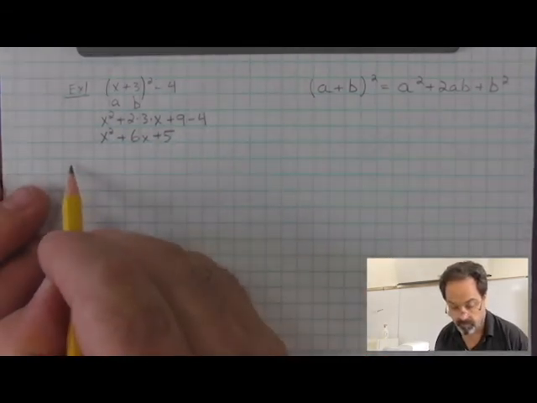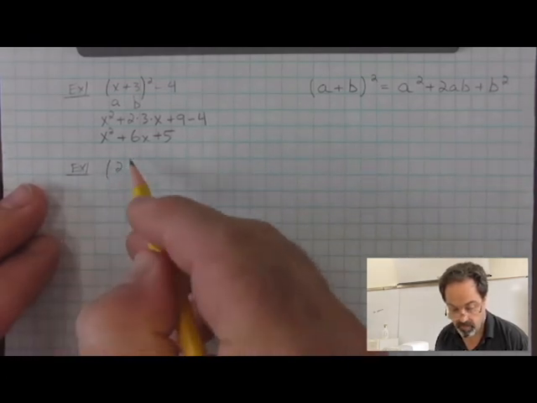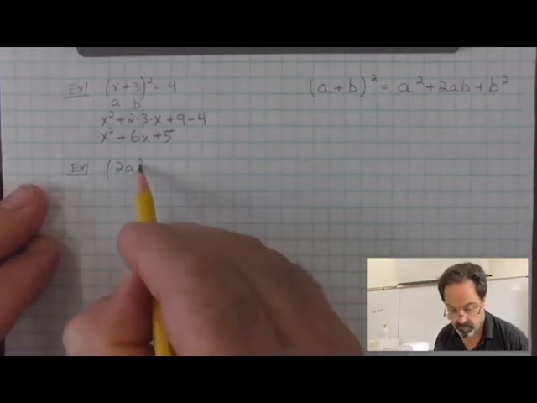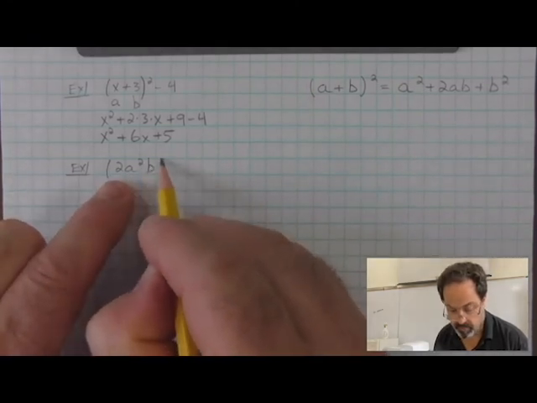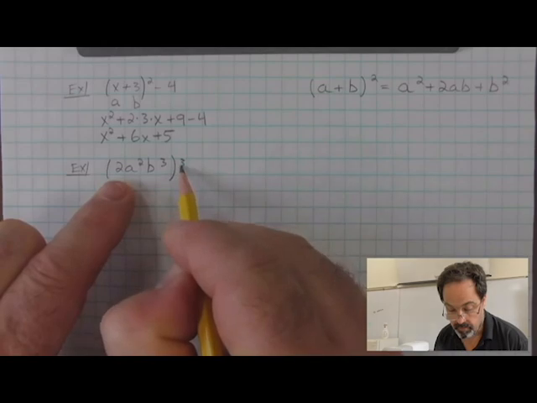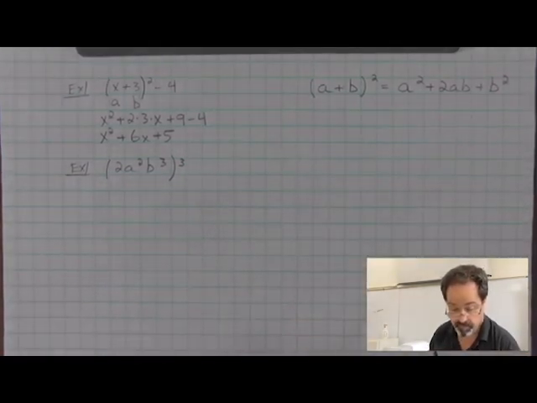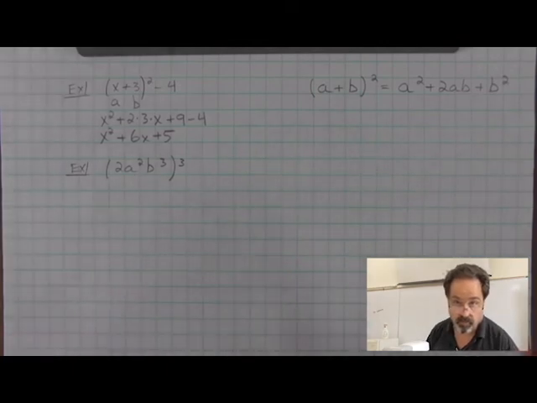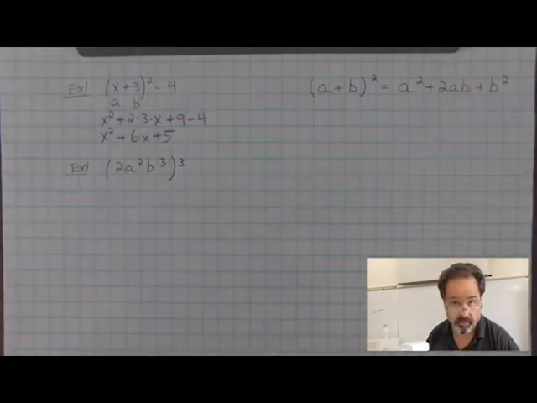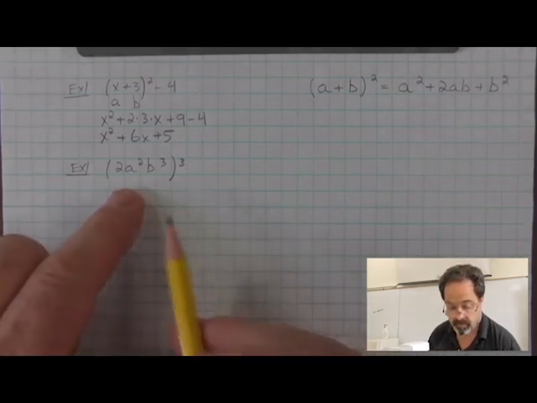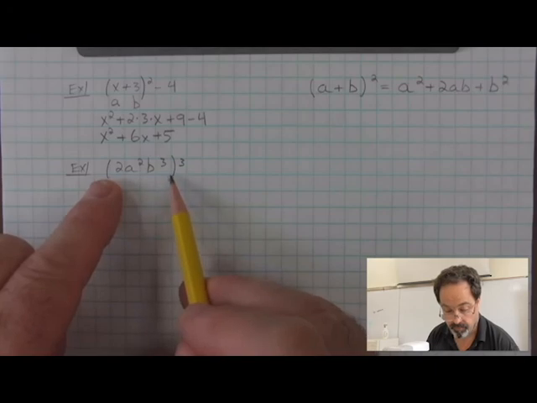Let's do another example. We may be asked to simplify something like (2a²b³)³. A lot going on. If we were to look at this and think, what's the answer? We might lose confidence because there's a lot of power properties going on. So let's think about the general form.